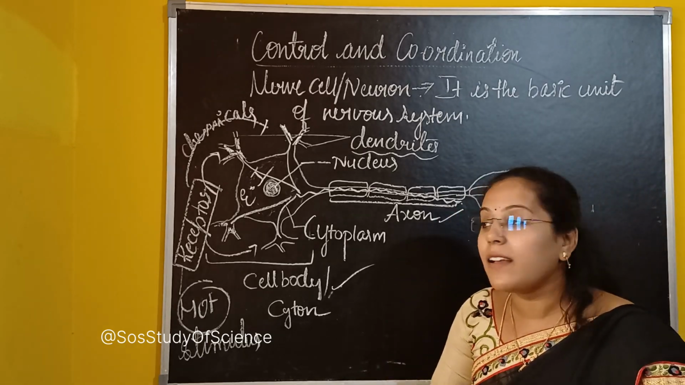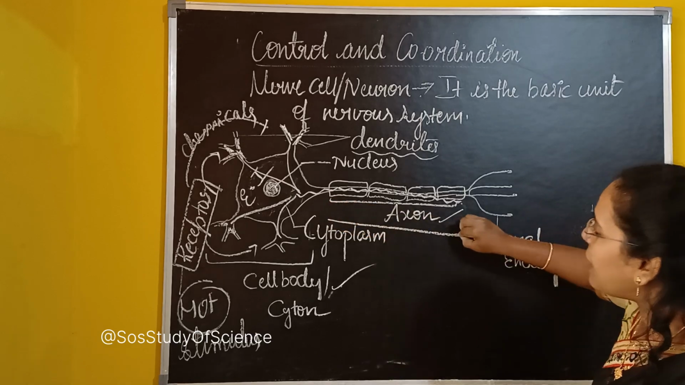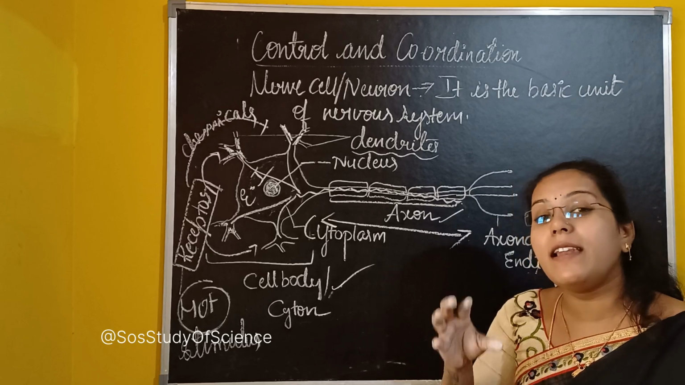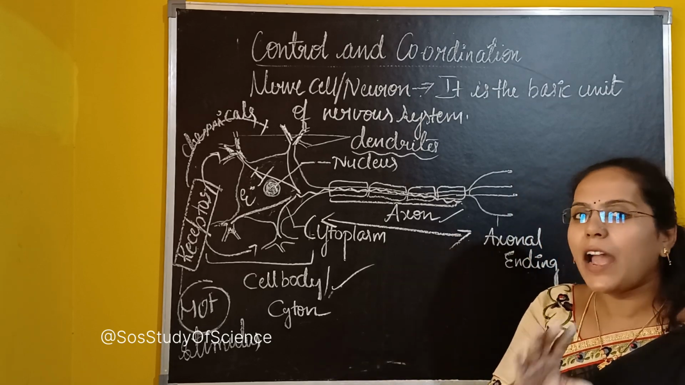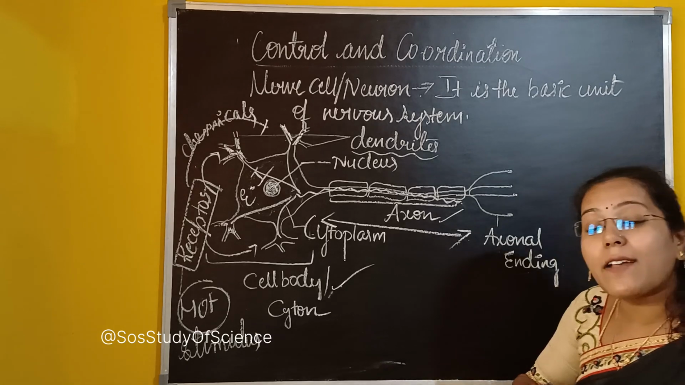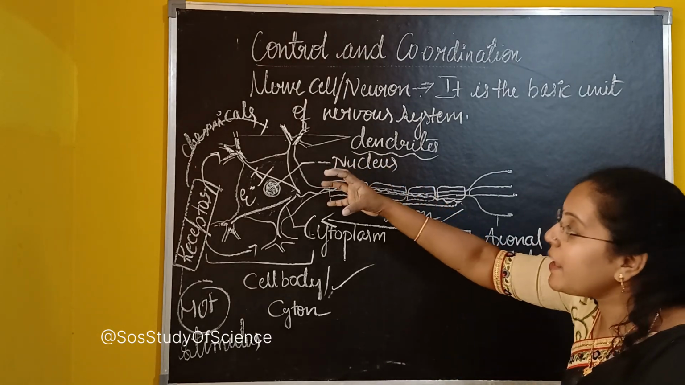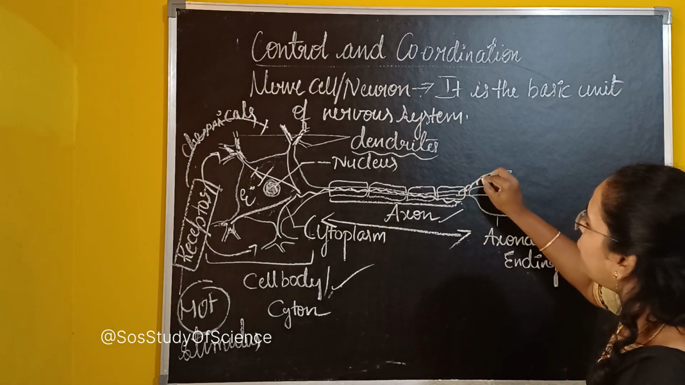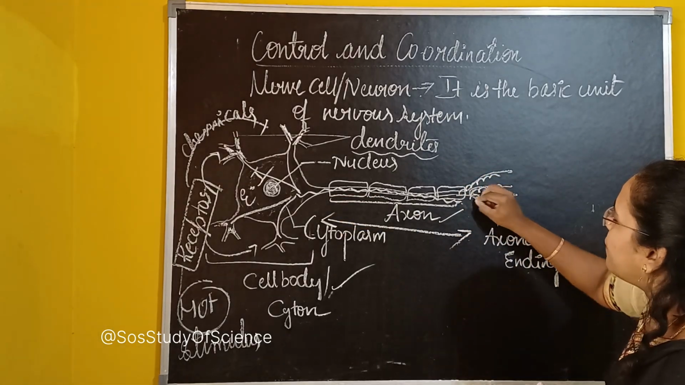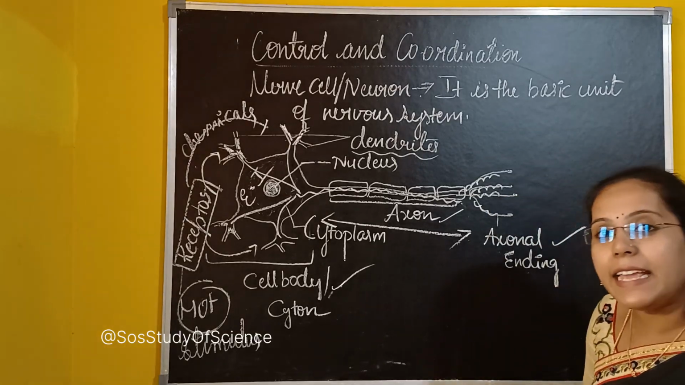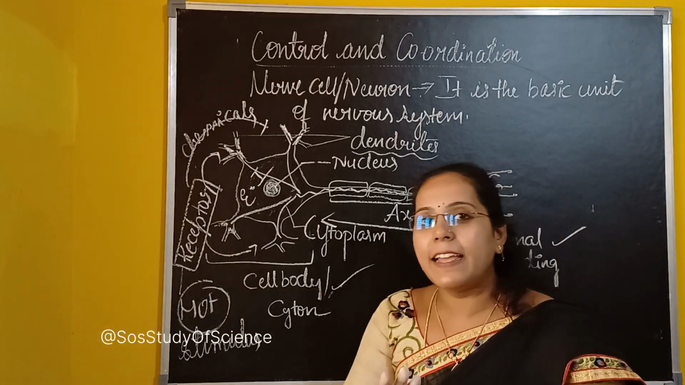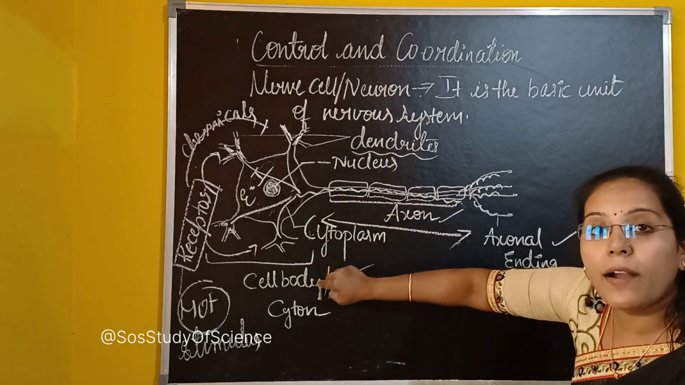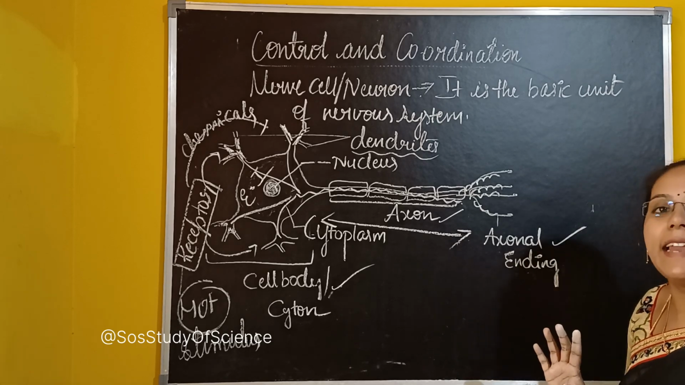What is axon? See, axon is the longest fiber, or we can say longest part of the nerve cell. Axon is the longest part of the nerve cell. I hope you are clear with this, right? What will this axon do? Axon receives the electrical impulses from the cell body and passes this information towards the, which part? Towards the axonal ending, or we can say nerve ending. Clear with this, right? What is axon doing? It is receiving the electrical impulses from the cell body and passing towards the axonal ending.